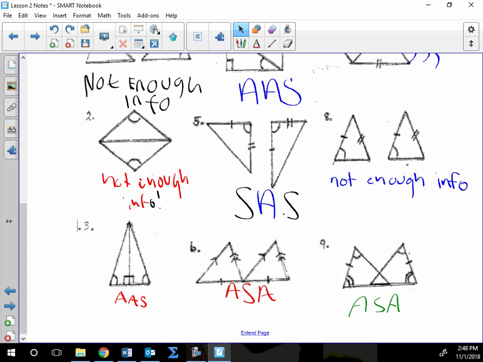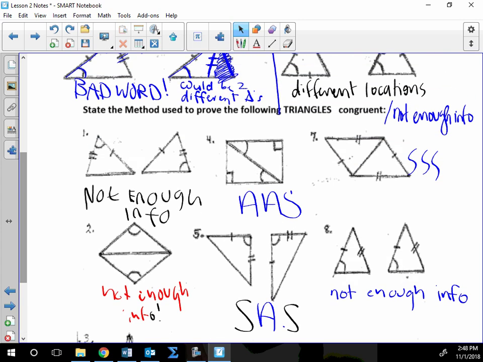Okay, let's see if we agree. Number 1, do we agree? Yeah. I agree. We have a set of 2 sides and a set of 2 sides, and we have a set of angles, but the angle's in the wrong location. It has to be in between in order for it to be safe. Or this could have been moved over there. Yeah, so not nothing but good.